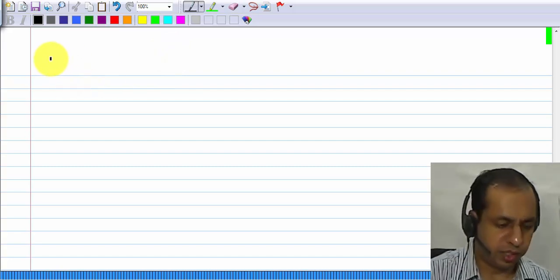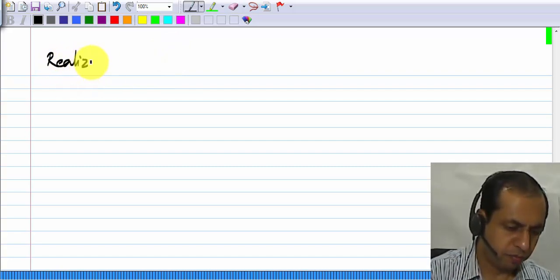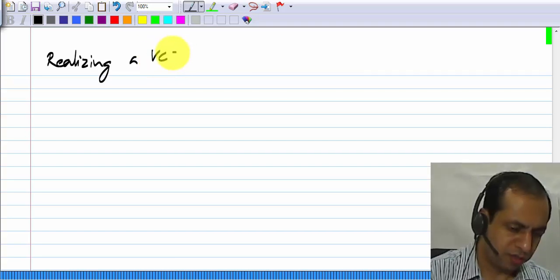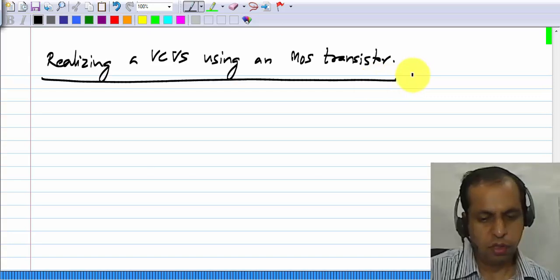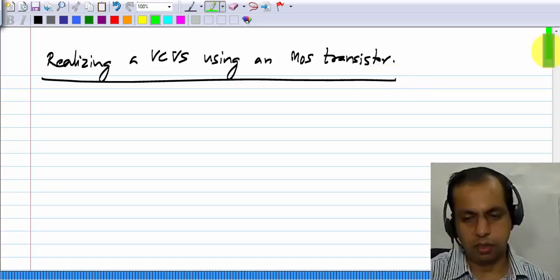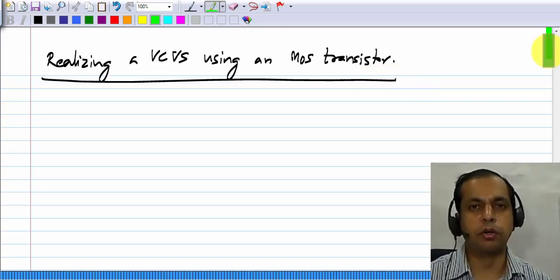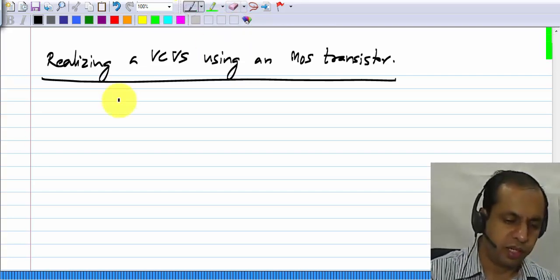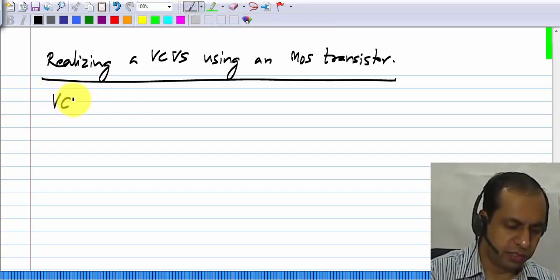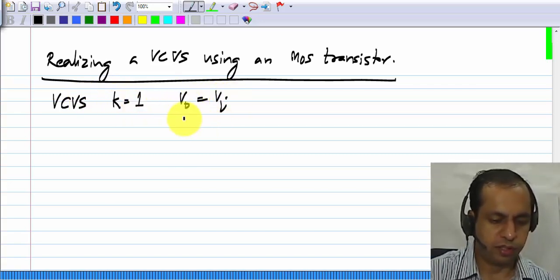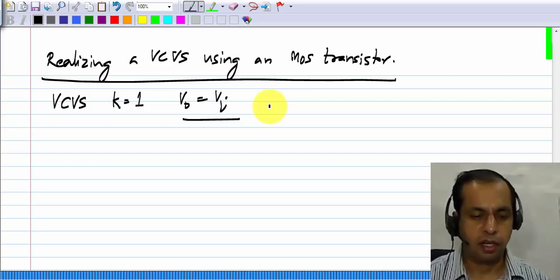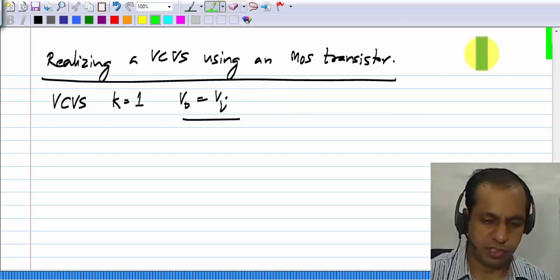How do we realize this using a MOS transistor? First of all, because of certain restrictions, that is because the source is common to the control sites of the MOSFET, it turns out that we can only realize VCVS with K equals 1, that is V0 equals Vi. Okay, we'll come to this later. This is using a single MOS transistor.